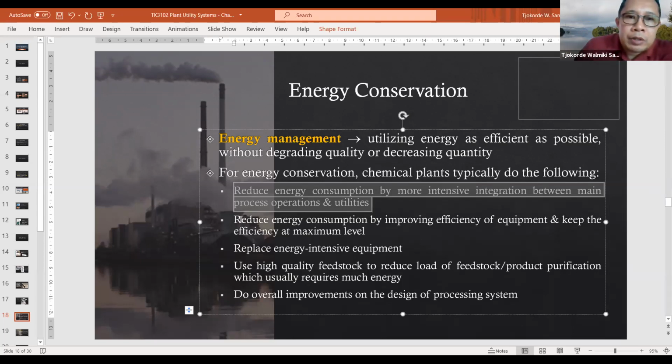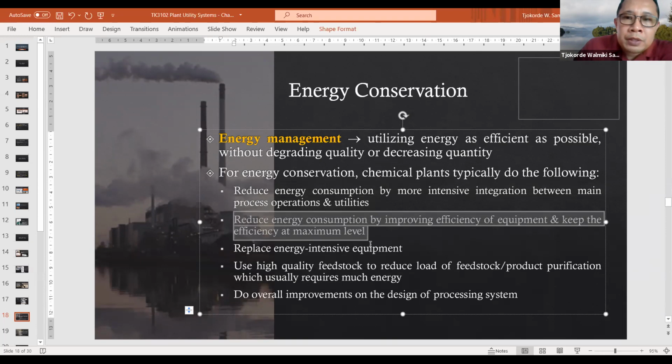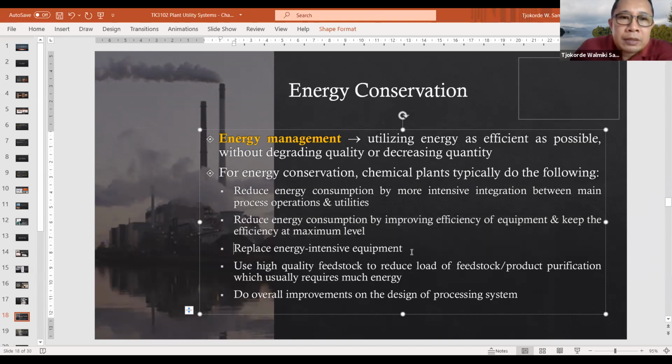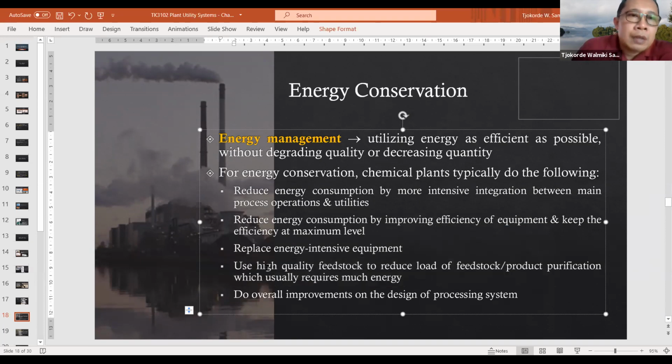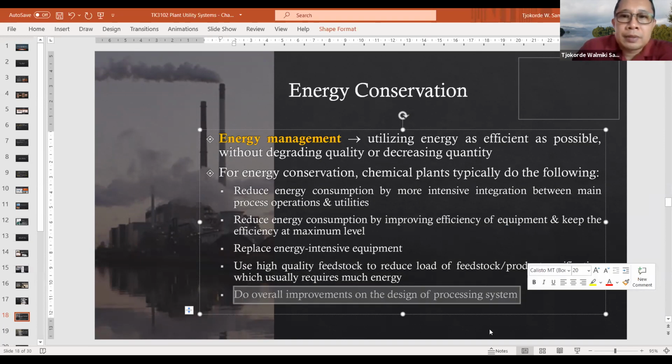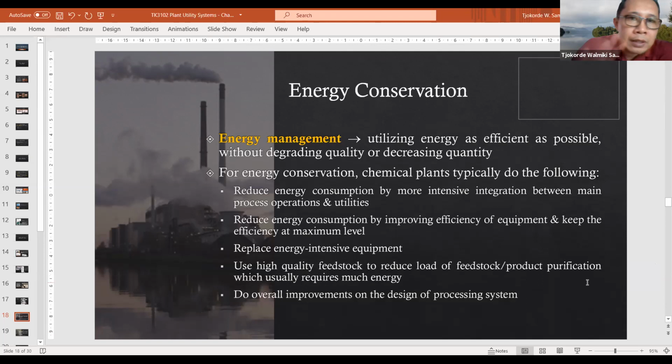Number two, reduce energy consumption by improving the efficiency of equipment and keeping the efficiency at a maximum level. Replace energy-intensive equipment. That's number three. Number four, use high-quality feedstock to reduce the load of feedstock or product purification, which usually requires much energy, but of course, higher quality feedstock comes at a higher price. Number five, do overall improvements on the design of the processing system. So all of these efforts can be aimed at conserving energy.